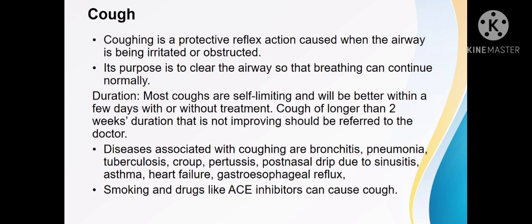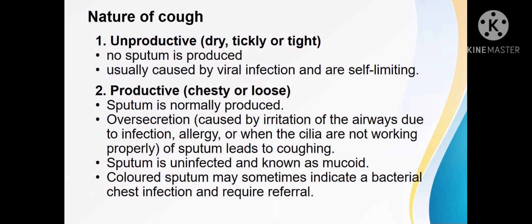Diseases associated with coughing are bronchitis, pneumonia, tuberculosis, croup, pertussis, postnasal drip due to sinusitis, asthma, heart failure and gastroesophageal reflux. Smoking and drugs like ACE inhibitors can cause cough. Cough has two natures. It could be unproductive or productive. Unproductive cough is dry, tickly or tight, with no sputum produced. It is usually caused by viral infection and is self-limiting. However, productive cough is chesty or loose, with sputum normally produced.